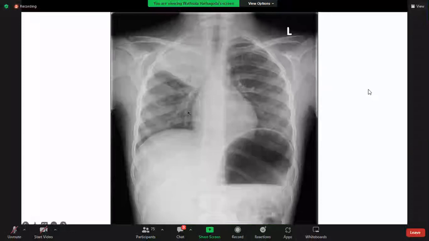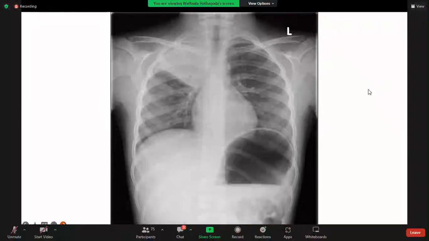Okay, so what is this? Then what is the clinical diagnosis? The right upper lobe consolidation, madam. Okay, so the clinical diagnosis is consolidation, right upper lobe pneumonia without any complications.